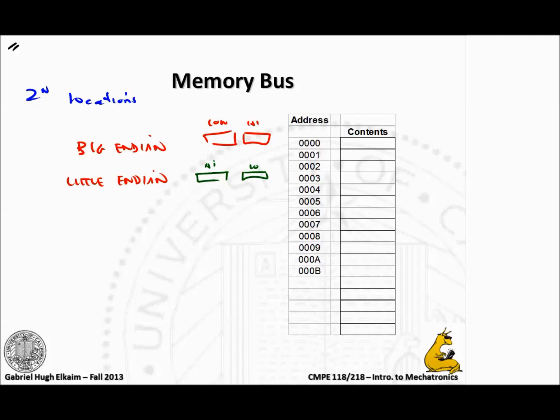Now, within the byte, the order is always consistent. Within each byte, it always goes from least significant bit to most significant bit. It never changes, right? They don't actually swap the individual bits. It's just the byte order that gets swapped. The bits within a byte always start little and go to big.